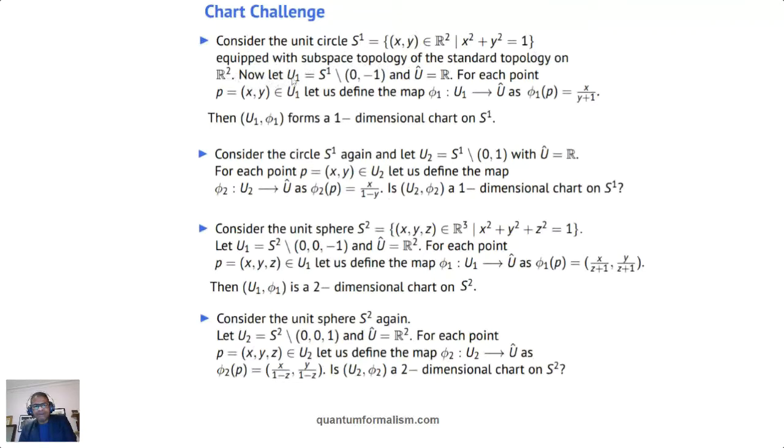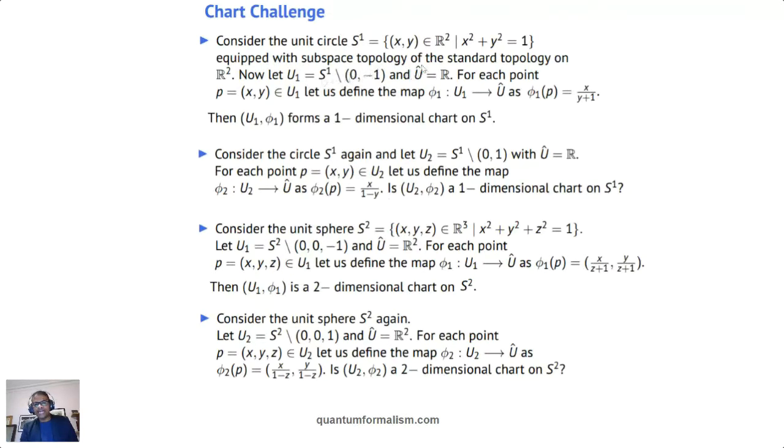Now, if we have this open set, U1 equals S1 except this point (0, -1). This is an open set. Remember, this is a Hausdorff space, so when you remove a point from it, you still get an open set, right? There are other ways of seeing this, but you need to see this is an open set.